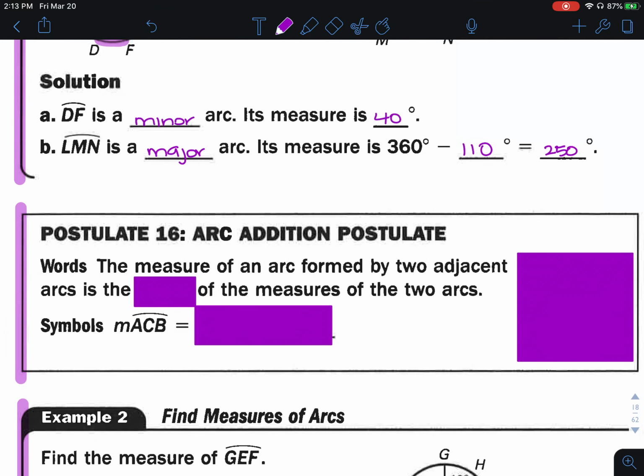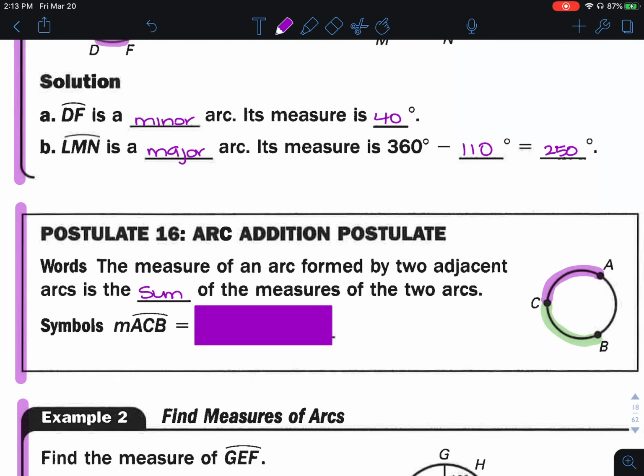Well, let's talk about postulate 16, the arc addition postulate, similar to the angle addition postulate and segment addition postulate. The measure of an arc formed by two adjacent arcs is the sum of the measures of the two arcs. Okay, so in this case, I have a picture to the right. I colored mine in. I have two different arcs that I'm looking at. So if I wanted to find the big arc ACB, I'm going to find the measure of arc AC plus the measure of arc BC. I will get that big portion.